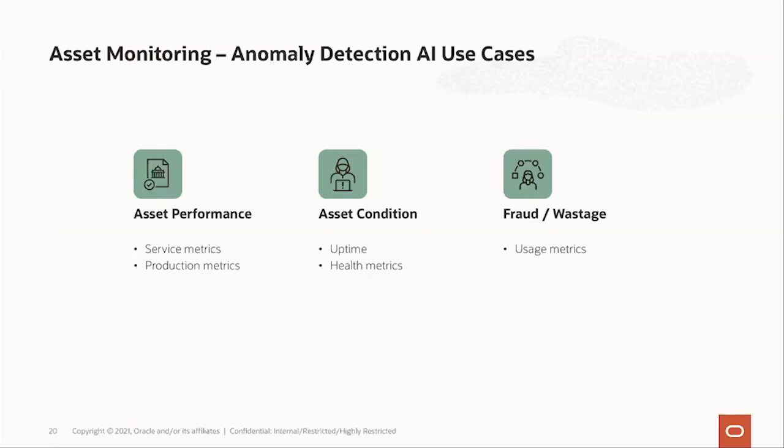And the third is the fraud or the wastage. Are there any abuses? If you're talking about the telecom sector, are there any service abuses? If you're talking about utility or oil and gas, are there any wastages that you can monitor, to ensure that you're actually able to reduce your overall cost of producing or serving your customers while maintaining the optimal asset condition and asset performance? So that's what we see as the typical use cases in asset monitoring.